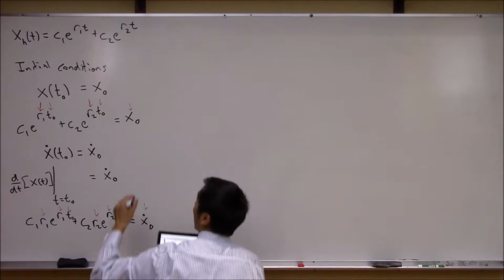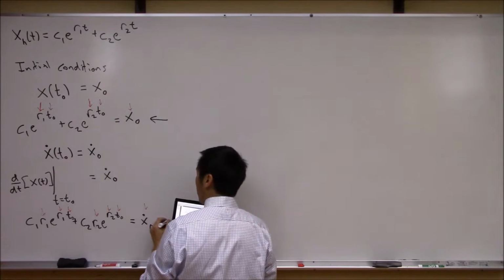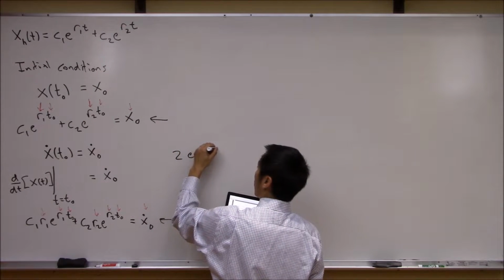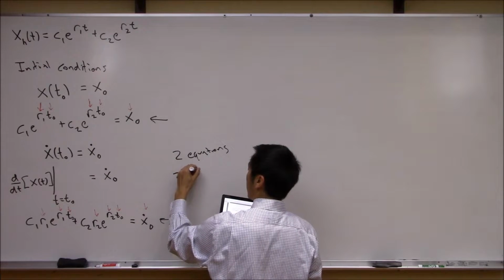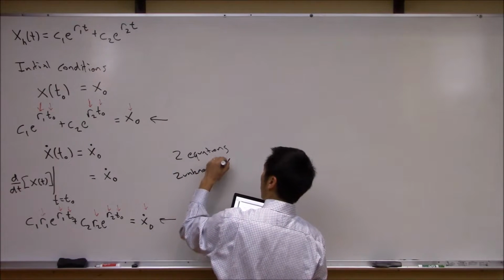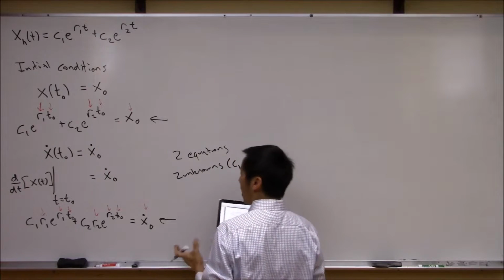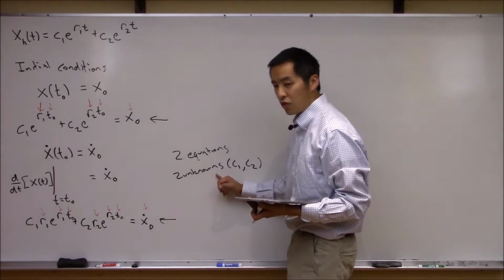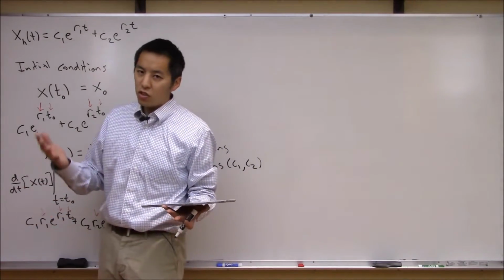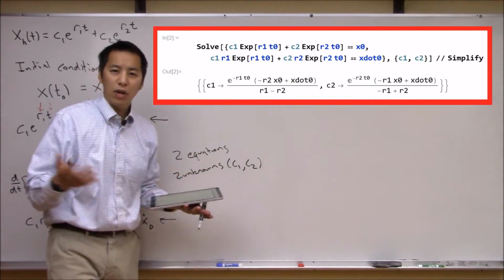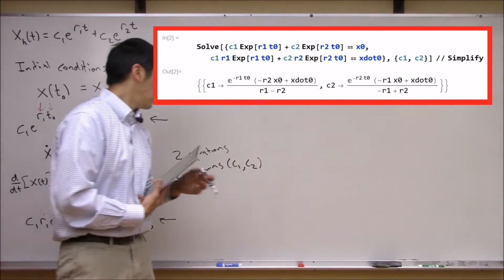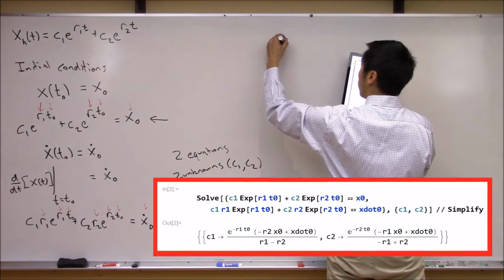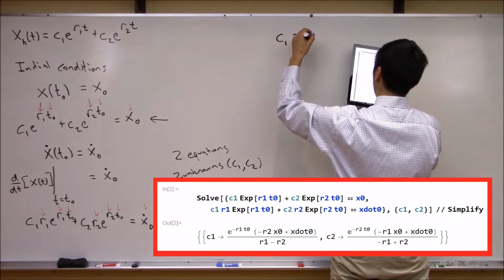If you look at this equation and this equation, this is two equations for two unknowns, and the unknowns here are c1 and c2. So you need to solve these two equations simultaneously for these two unknowns. Run over to Mathematica, do whatever you want. Here's a screenshot of when I did this in Mathematica and had it solve for c1 and c2 for me.